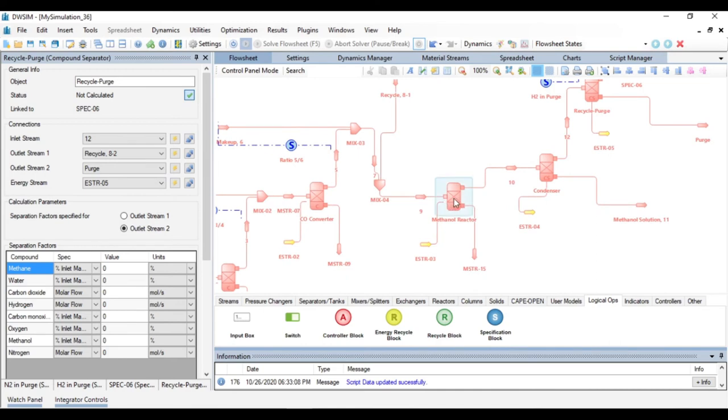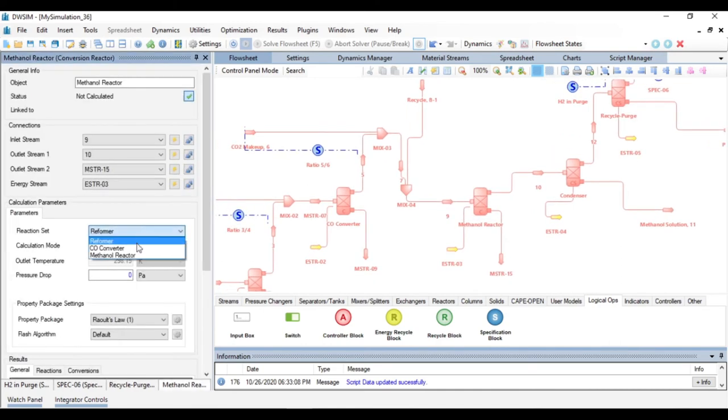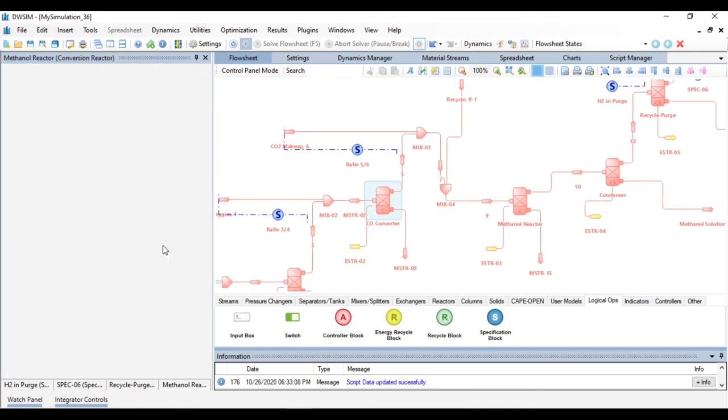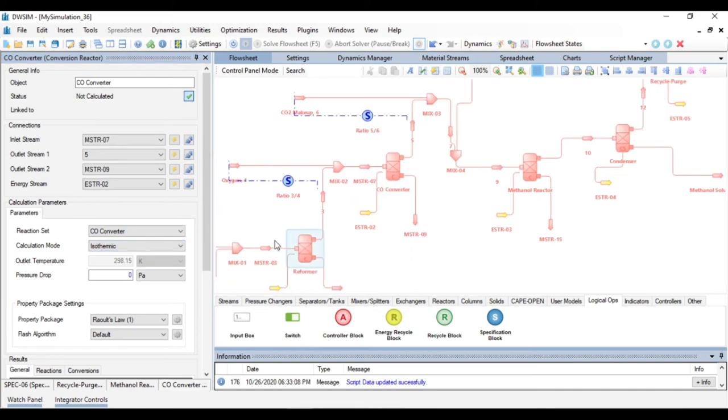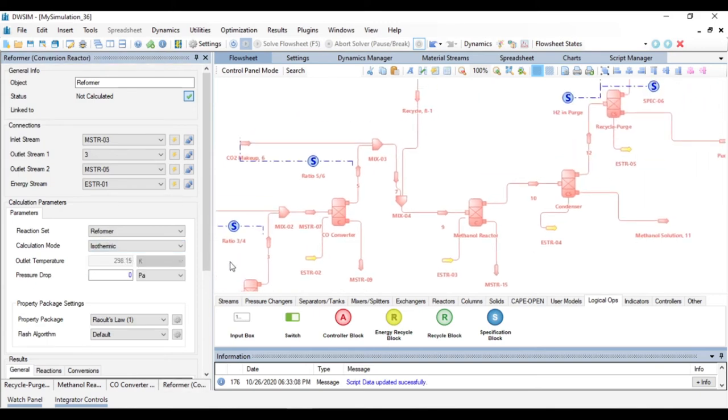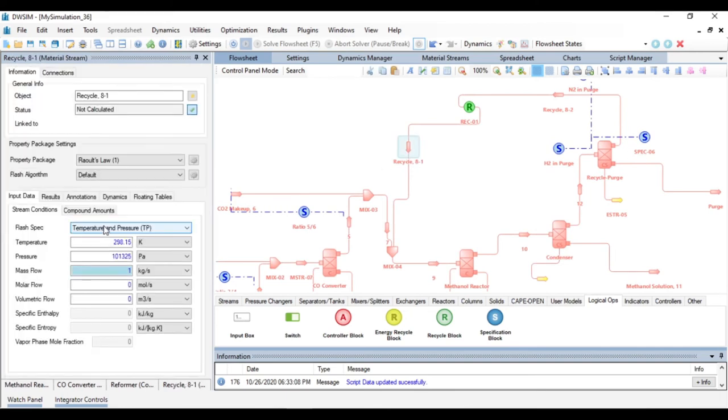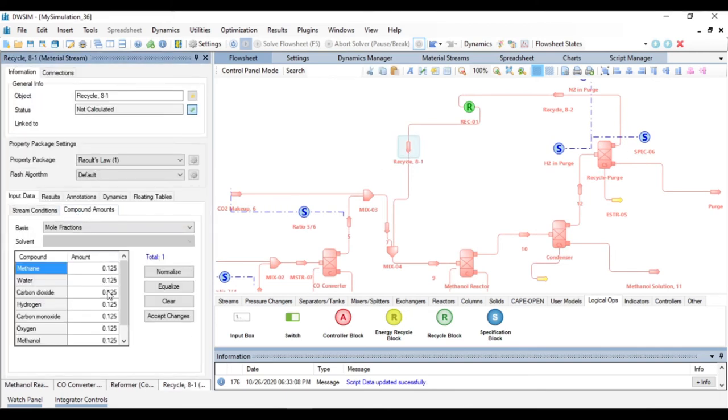So now in the methanol reactor, the reaction set is the methanol reactor, and the calculation mode is isothermic. The CO converter, the reaction set is CO converter, and the calculation mode is isothermic. And the reformer, we have the reaction set to reformer, and the calculation mode is isothermic. So in the recycle, we have a 3:1 ratio of hydrogen to carbon dioxide. So we have 0.25 for carbon dioxide and 0.75 for hydrogen, and 0 for other compounds.